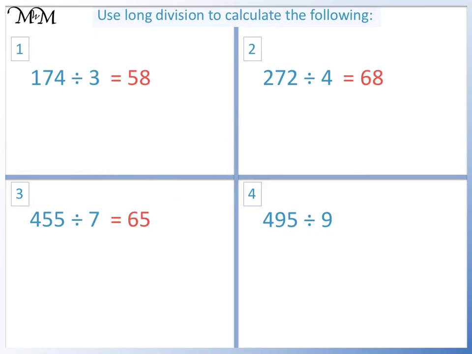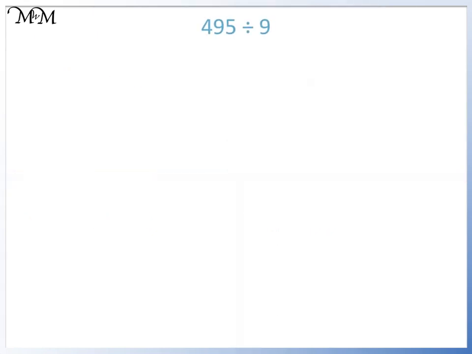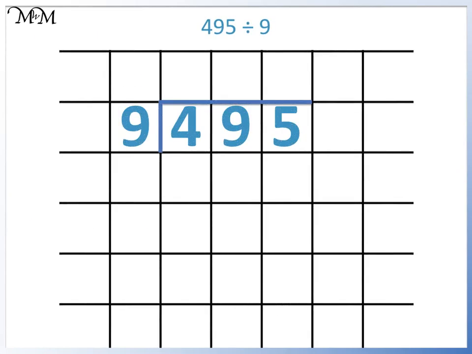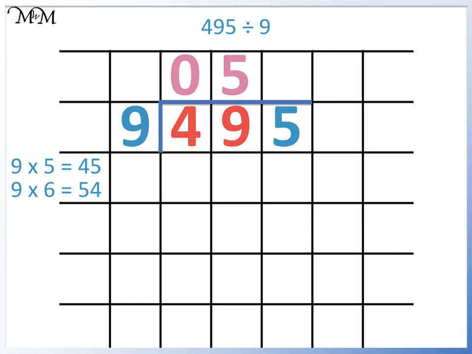Question 4. 495 divided by 9. 9 divides into 4 0 times, so we see how many times 9 divides into 49. From our times tables, we know that 9 times 5 equals 45, which is less than 49. And 9 times 6 equals 54, which is greater than 49. So 9 divides into 49 5 times, with a number left over.